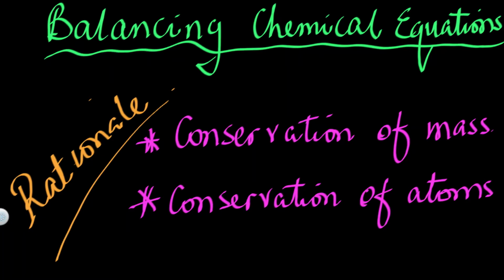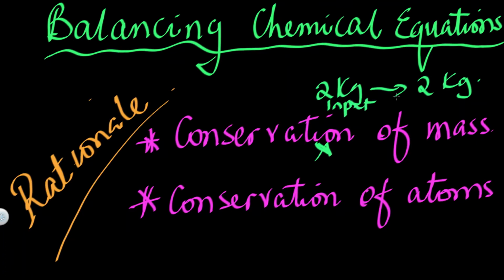What do we mean? We mean that if our input is, for example, 2 kilograms, then the output should also be 2 kilograms. So input and output mass should be the same if it is a chemical reaction. So this is our input. Input mass should be equal to output mass. So the input is equal to the output. This is the law of conservation of mass.